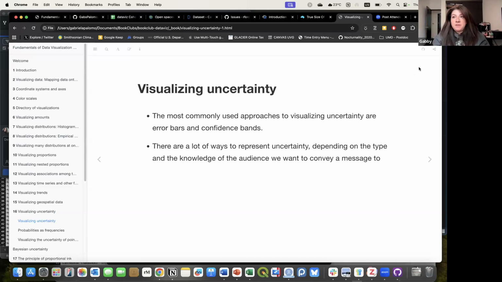Okay, so first, the most commonly used approaches to visualizing uncertainty are going to be error bars and confidence bands. Those are probably the ones that you guys have seen and used more often. There are a lot of ways to represent uncertainty, and that's going to depend on the type and knowledge of the audience we want to convey the message to. Because if the audience is, for example, people that read a scientific journal, then they're going to probably understand what confidence intervals are.